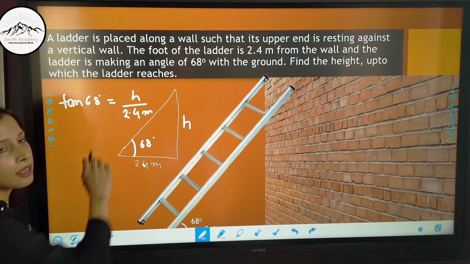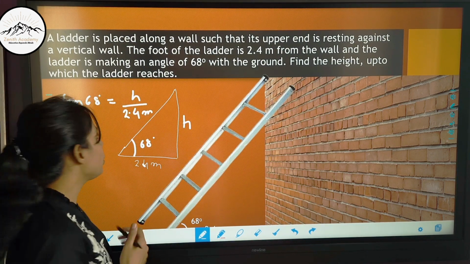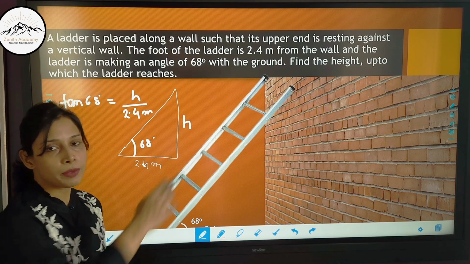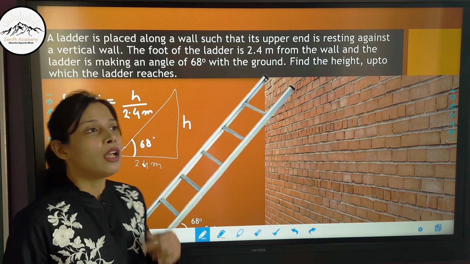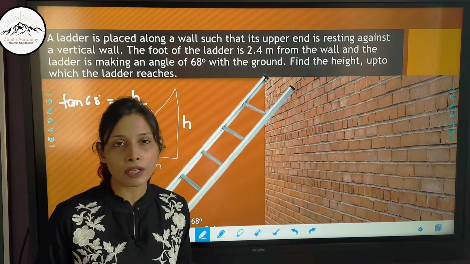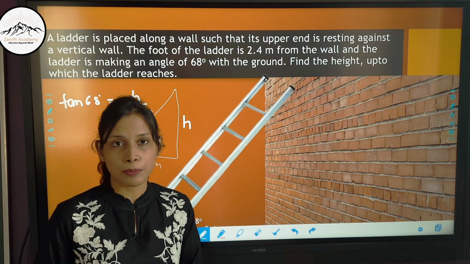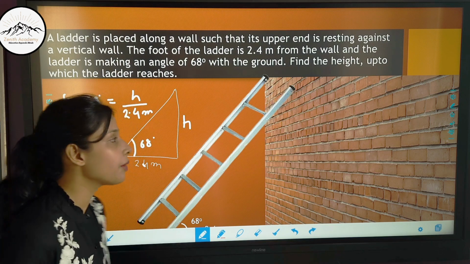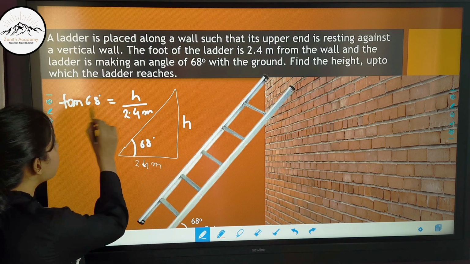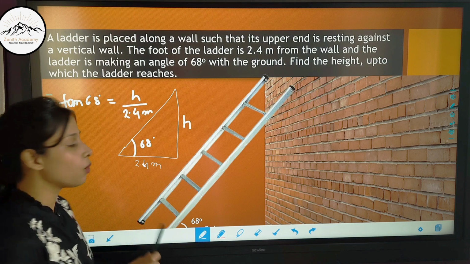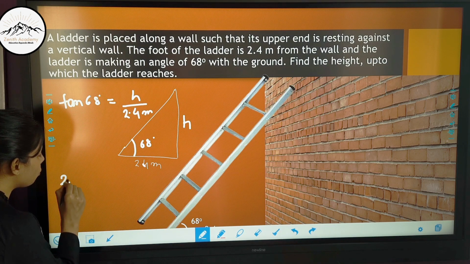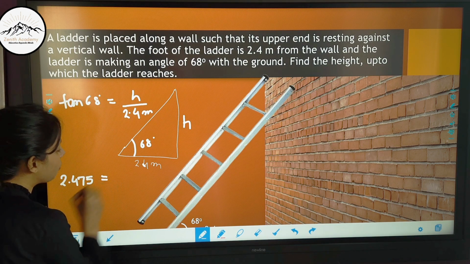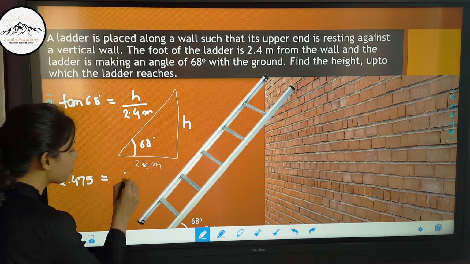Now 68 degrees is not a standard angle, so we don't know the value. We can find it out from the trigonometric table, or in exam it will be provided in the question itself. Now if you want to learn how to read the trigonometric table, please do watch our previous video. The link is provided in the I button. Please do check it out. Okay. Now tan 68 degree from trigonometric table, I know the value. It is 2.475, which is equal to h upon 2.4 meters.